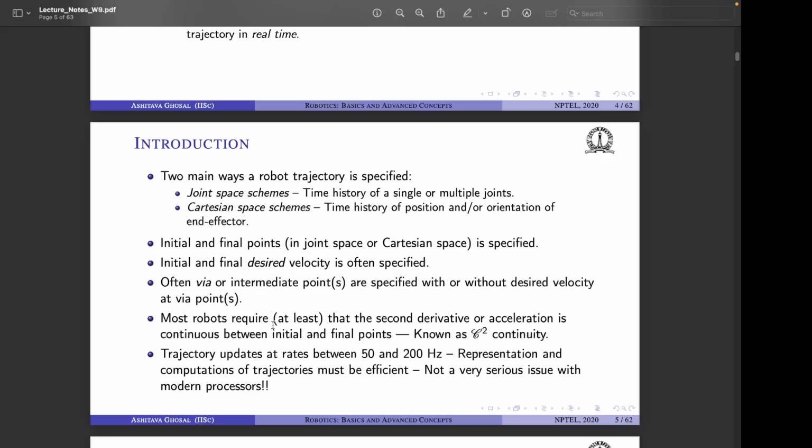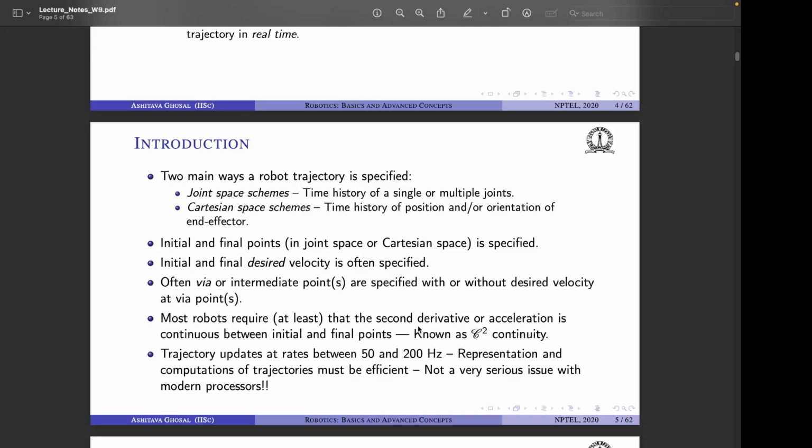And what we also want is that the trajectory should be continuous in terms of acceleration. That is known as C2 continuity. Which means that the function we are using to describe the trajectory of the joints or the end effector, the second derivative of that function should be continuous between the initial and the final points.